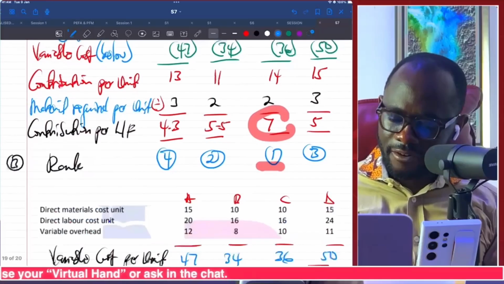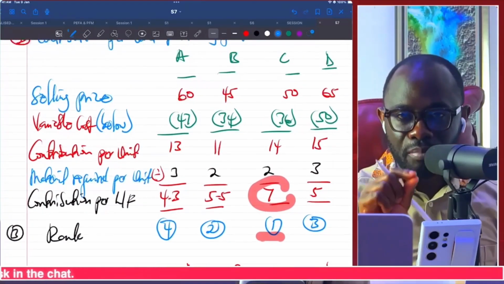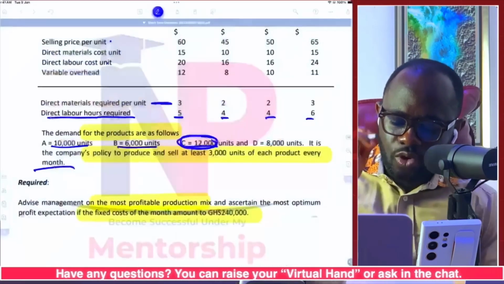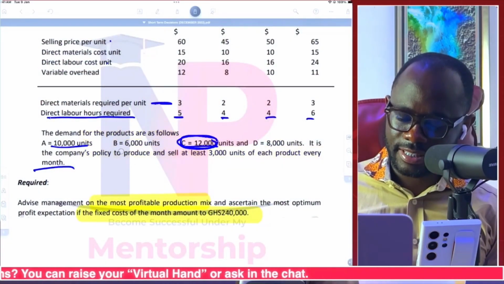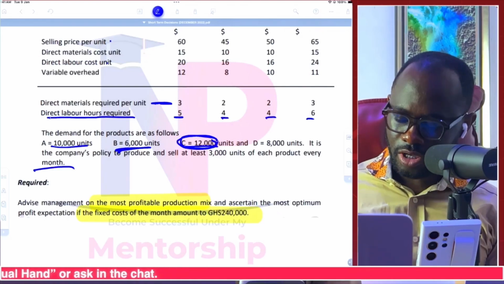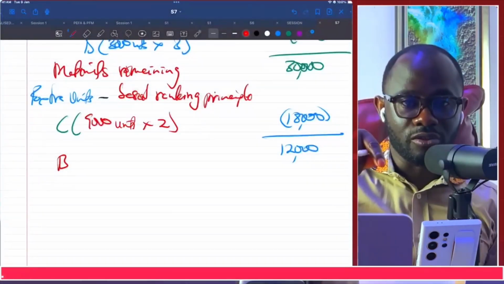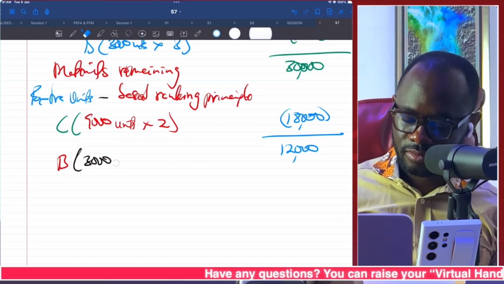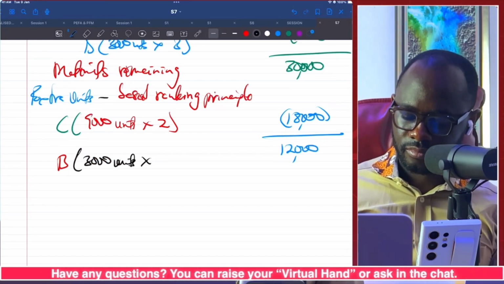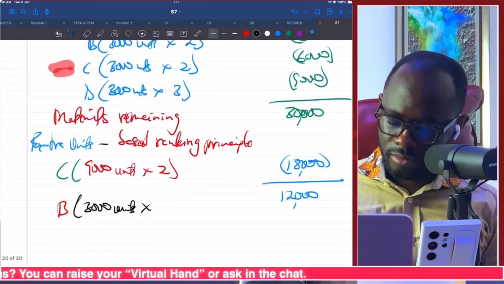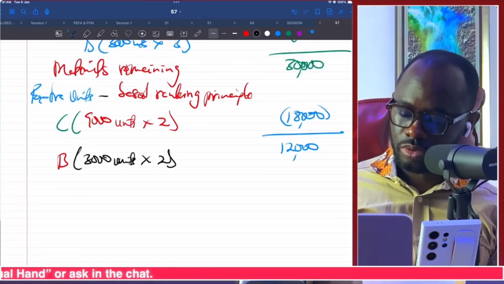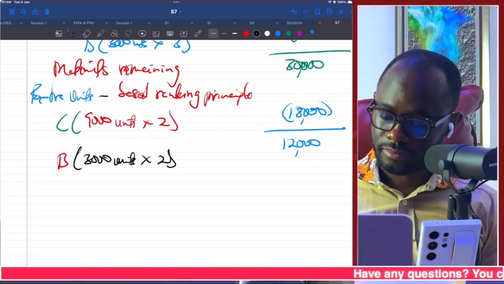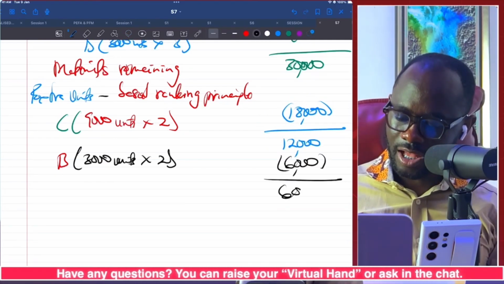What is the next in the ranking? Product B. So when it comes to B also, how many units in total do we need? We need 6,000. Remember, we've produced 3,000 already, so we are left with 3,000 units. The usage for B is also 2. So 2 by 3, that is 6,000. And so we'll be left with 6,000.